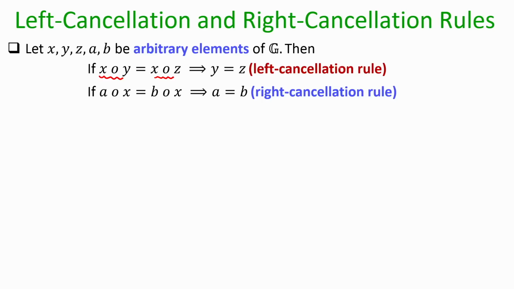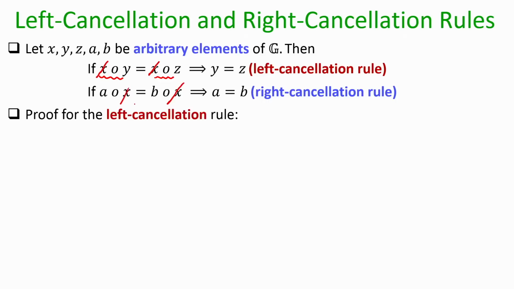Why cancellation? Because from the implication I can say that this has the same effect as if I am cancelling out x. And in the same way you have a corresponding right cancellation rule, namely the rule says that if a operation x is the same as b operation x, then you can cancel out x and conclude that a is equal to b.